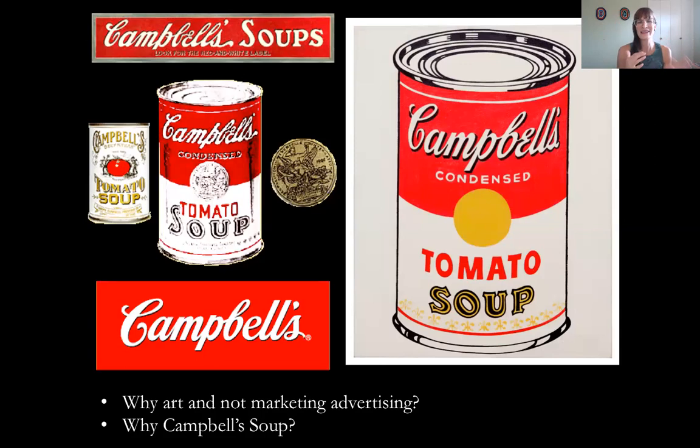So what makes this different from an advertisement? The Campbell's soup can that you see over on the right side, this is a piece of artwork produced in the factory of Andy Warhol. This is a print. And what you see over on the left here, this is actually advertising that was made by the marketing department for Campbell's soup. So what's the difference? Well, something that I want to share with you real quick.